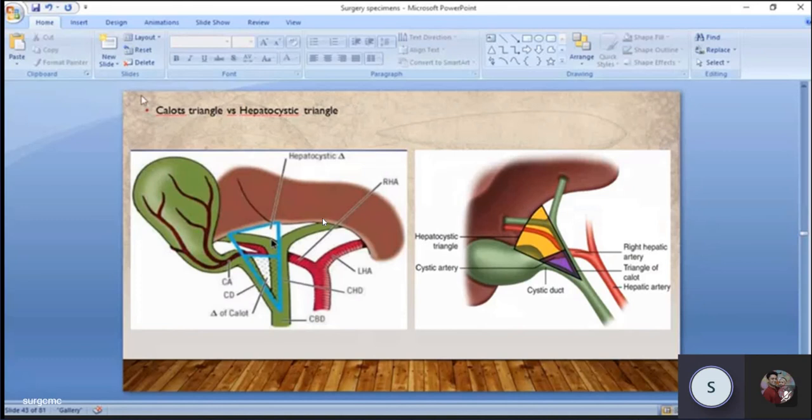Why is it important, Calot's triangle and the hepatocystic triangle? Because in gallbladder dissection we usually see many anatomical variations of the cystic artery, right hepatic artery, and posterior sectoral ducts in this area. To avoid injury, we have to dissect Calot's triangle or the hepatocystic triangle, to avoid injury to any vessel or any anatomically important duct.